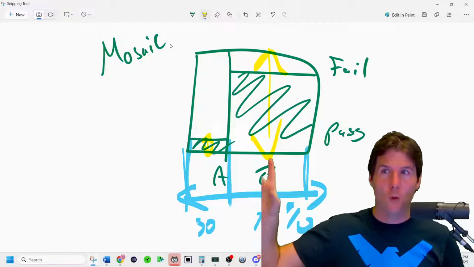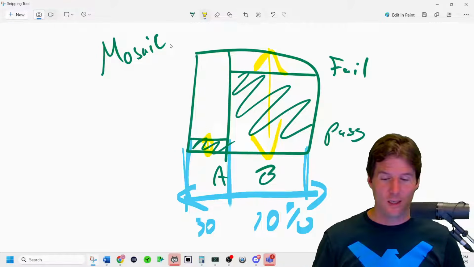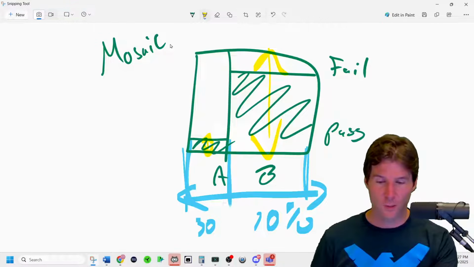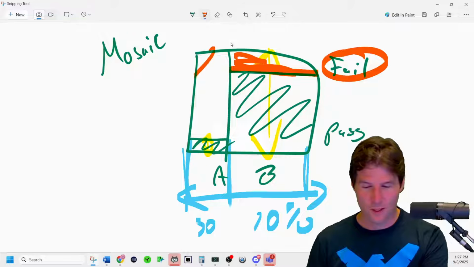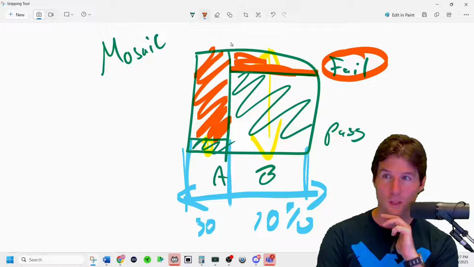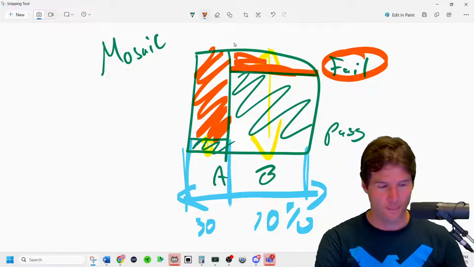In test A, more people failed who took test A because the top portion right there is the fail portion, and the bottom portion, we could do it like an orange color up here, so orange is fail. And so there's more people who failed who took test B.